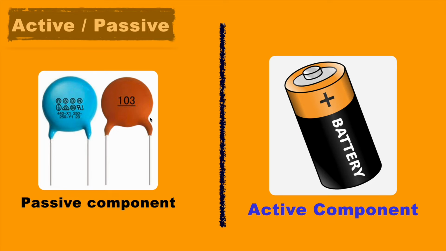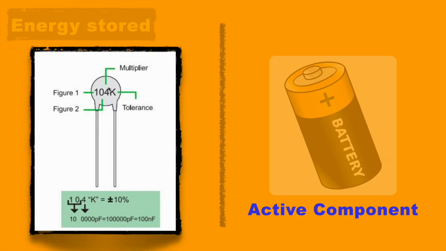One thing to notice here: for the ceramic capacitor, it's written 103. What does it mean? The number present here, either 3 or 4 digits, includes a multiplier. It means 3 zeros are added after the first two digits, and the value is in picofarad. So it will be 10 to the power 4 picofarad, equal to 10 nanofarad.